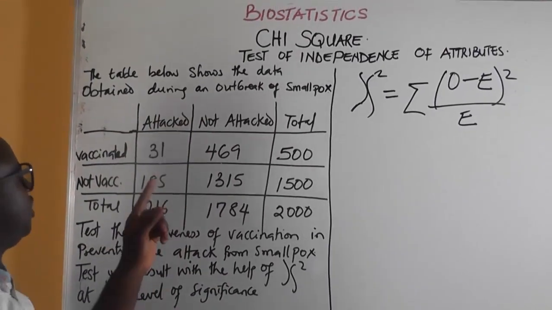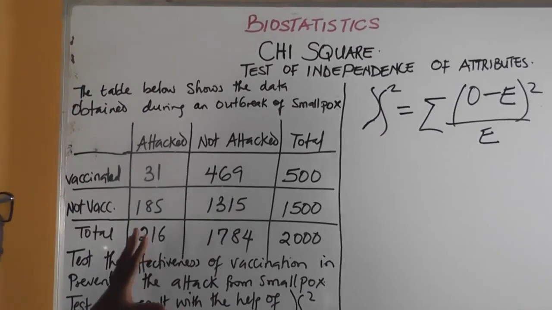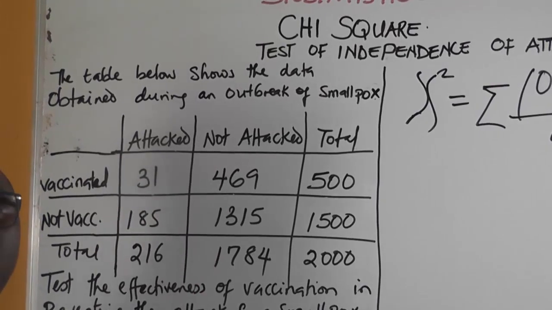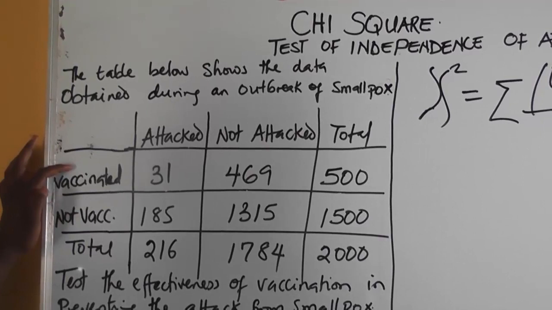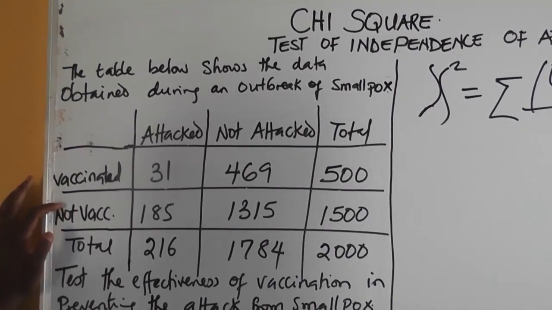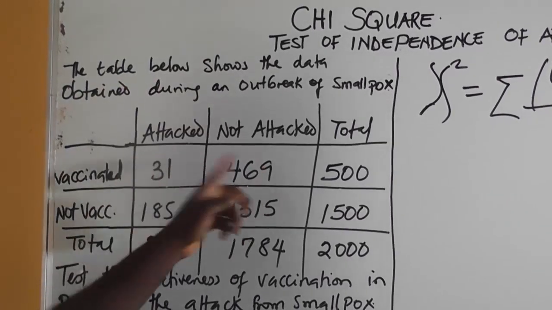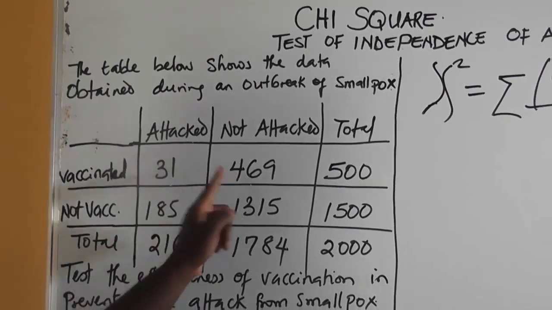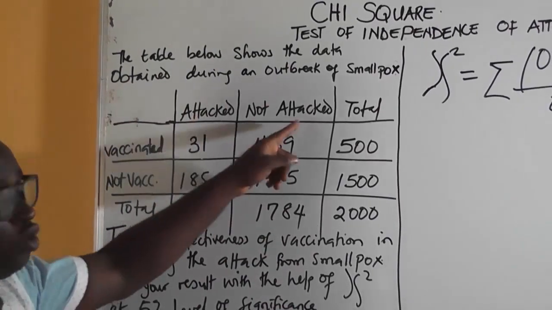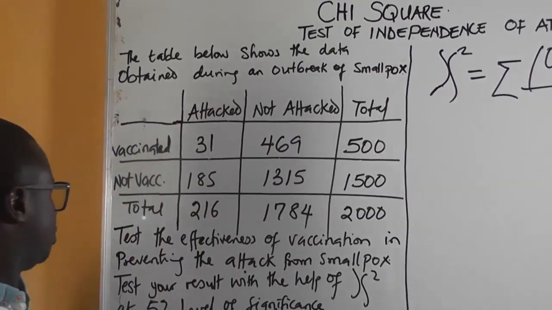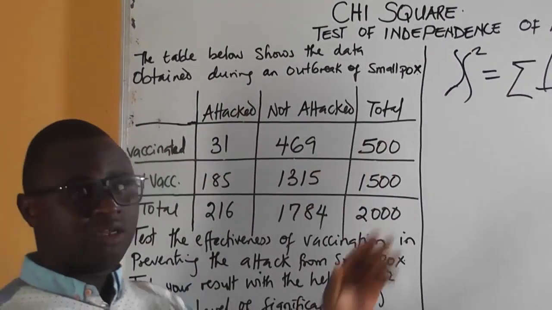Now, we have an example on the board for us, and they said the table below shows the data obtained during an outbreak of smallpox. So there was an outbreak, and the table is giving us some information about this outbreak. So those that were vaccinated, and those that weren't vaccinated, then on the column we have two columns of attack and not attack. So we have two columns and two rows, and this is the total this way, and then total this way.